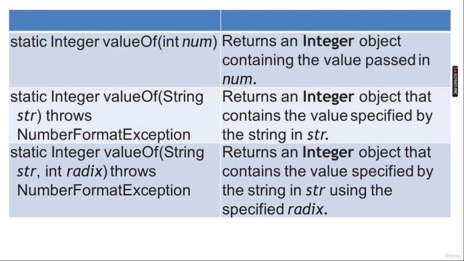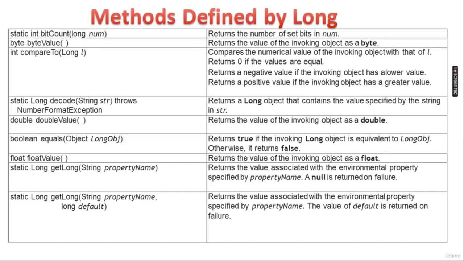Then static Integer valueOf(int number) returns an Integer object containing the value passed in number. Static Integer valueOf(String str) throws NumberFormatException returns the Integer object that contains the value specified by the string in str. Then static Integer valueOf(String str, int radix) throws NumberFormatException returns an Integer object that contains the value specified by the string in str using the specified radix.